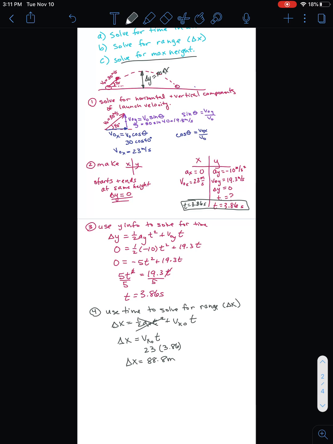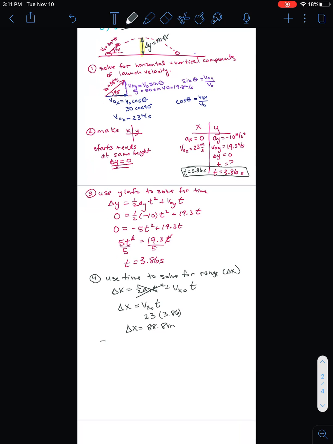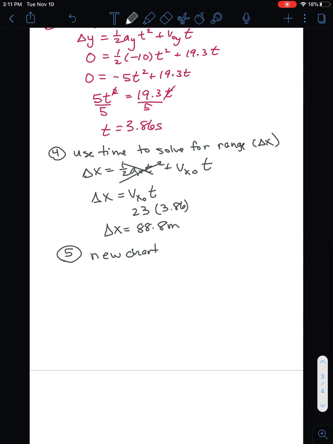Okay, now that we have solved for the range, the last thing that this problem asks us to solve for is the maximum height. To find the maximum height, we're trying to find this y displacement right here at the peak. And so my advice for solving for maximum height would be to make yourself a new chart when you're at this maximum value. So I'm going to make a new chart to solve for my maximum height. I call it y max.